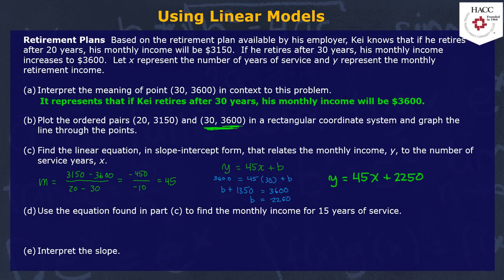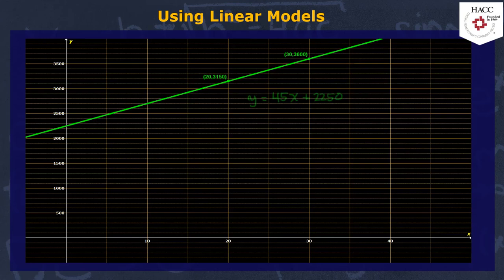So the equation of the line is y equals 45x plus 2,250. And so basically, I could put that in my graph now too. There you go. And you can see here that this is saying that the y-intercept's at 2,250.